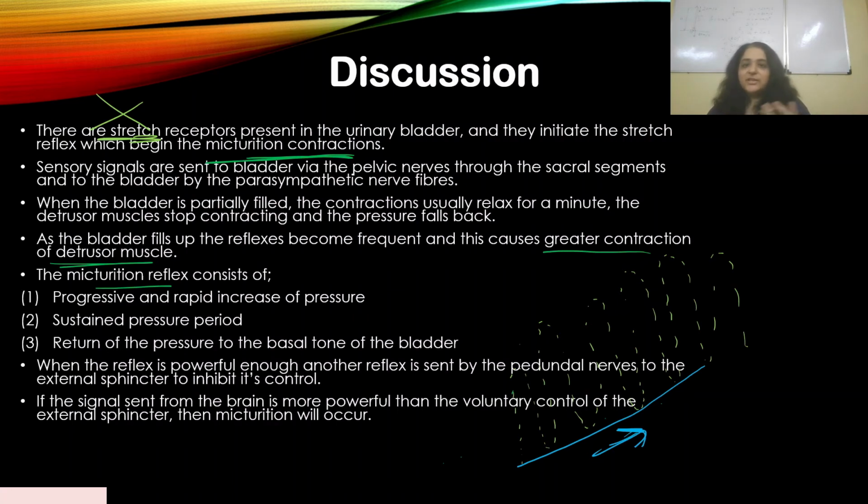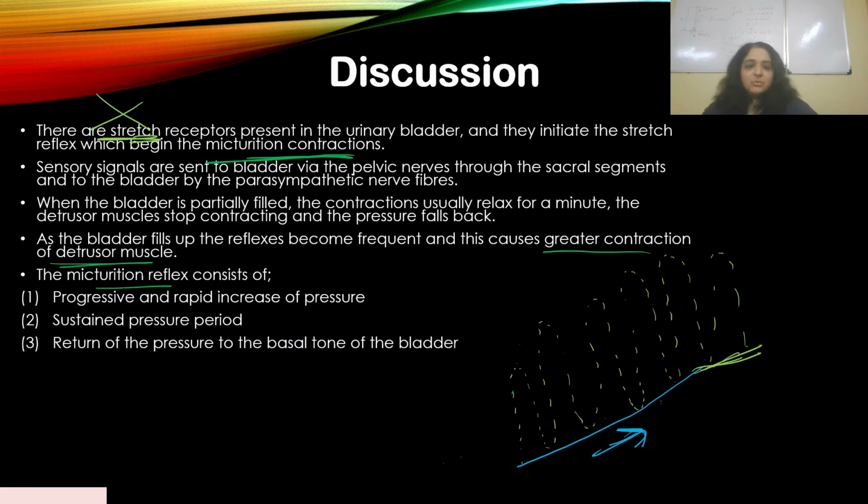So the micturition reflex, like I said, has a progressive increase, then sustained pressure and a decrease, as the volume of urine increases in the bladder. When it becomes very strong, a signal is sent to the pudendal nerves, to the external sphincter, and that relaxes only when the signal sent from the brain is powerful enough, and so micturition will occur.